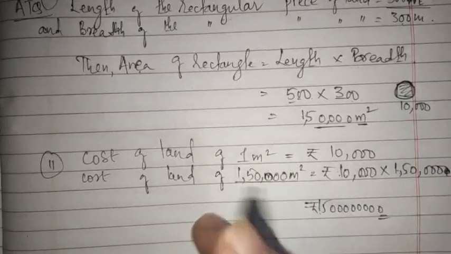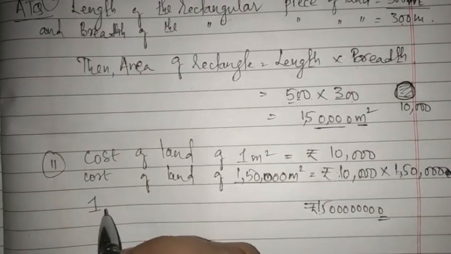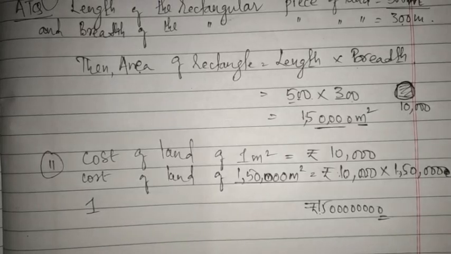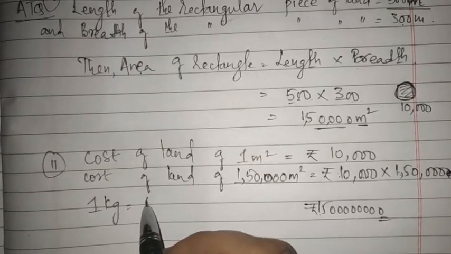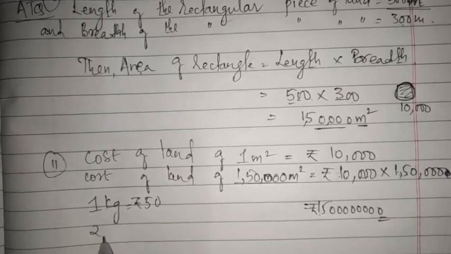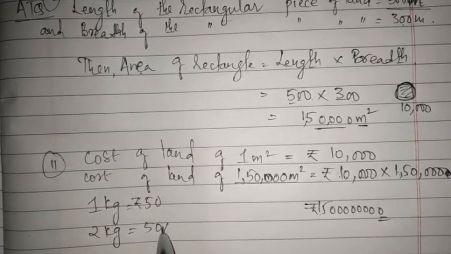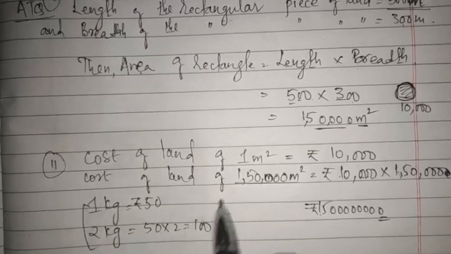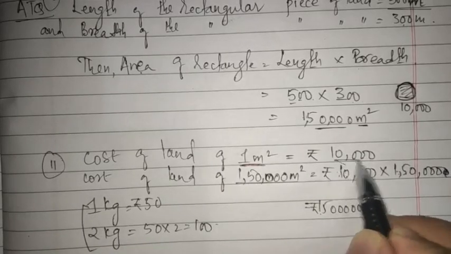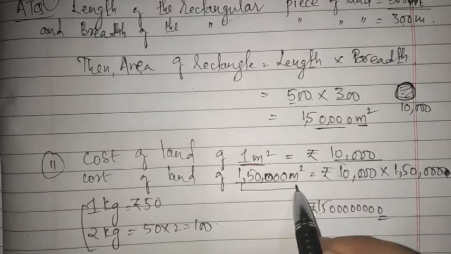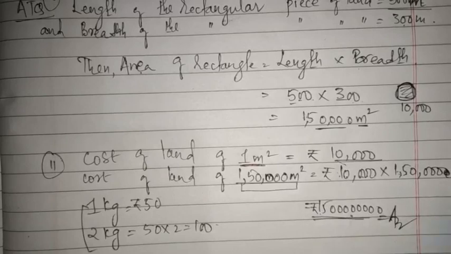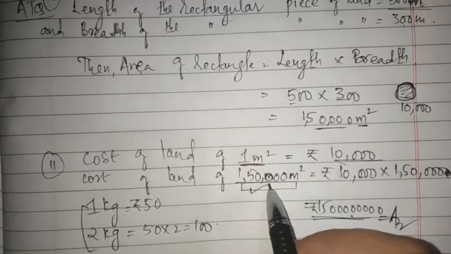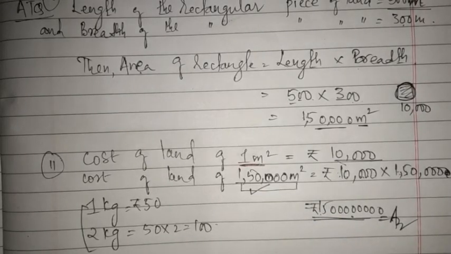So here what I have done: whenever you go to market, if suppose you want to buy 1 kg tomato, suppose you want to buy 2 kg tomato, first of all what will you ask? You'll ask the 1 kg tomato price. If they say 1 kg tomato price is rupees 50, then what will be the cost of 2 kg? Of course 50 into 2, it is 100. So similarly, if the cost of 1 meter square area is 10,000, then the cost of 1,50,000 meter square is this much. Okay, so this much amount you have to pay if you want to buy this area of land. I hope the concept is clear, right?